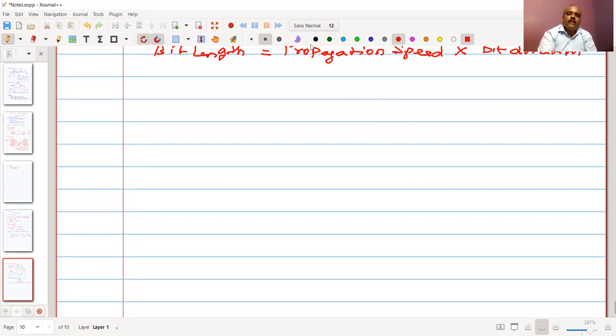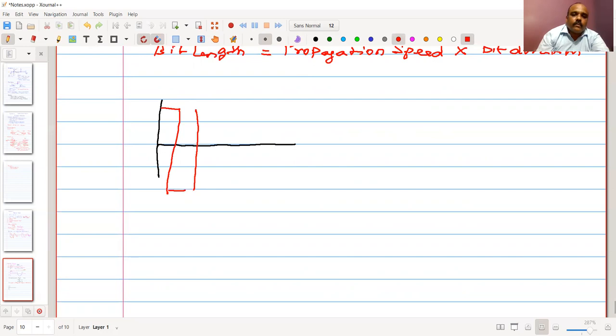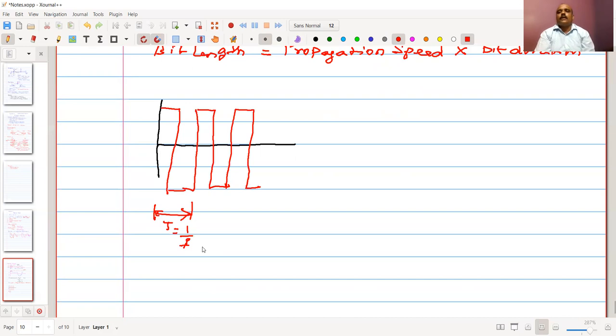Okay. Now let us see, we are taking a periodic signal, and we will apply the Fourier transform. So let me take one example. I'll take a periodic signal. This is a periodic signal that repeats. This is my time period T, and this it repeats. So this can also be taken as 1 by F.